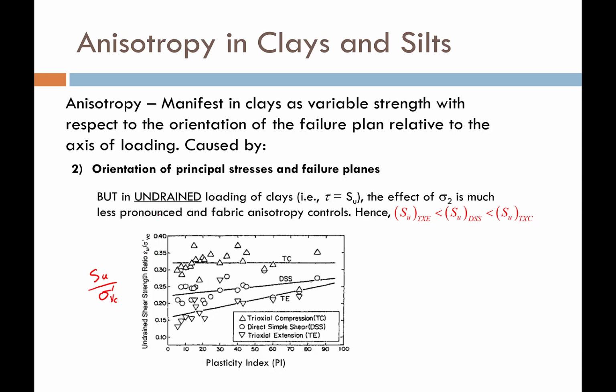And what we tend to see is that triaxial compression has the highest ratios. We're hovering right around the 0.32 to 0.33 range for that ratio. Direct simple shear, check this out. This line ranges from about 0.22 all the way up to about 0.25 or 0.26. Triaxial extension, on the other hand, we're down to as low as around 0.15, and we get up to maybe 0.23 or so for that ratio. So for undrained conditions, it's much different than it is for drained conditions.